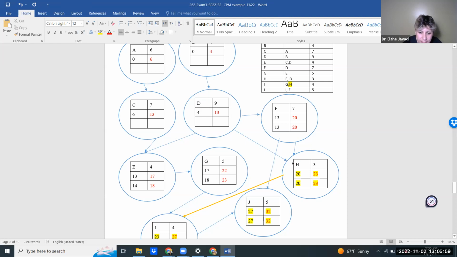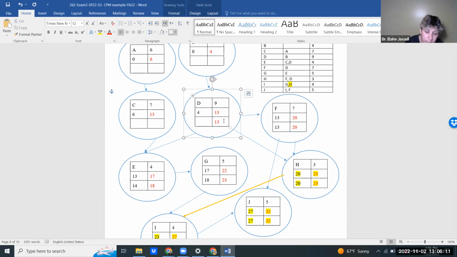D has F, H, and E coming after it as successors. This one is 13. This one is 20. This one is 14. You get the smallest one, and that's 13, and you did it correctly. Like for a second, I didn't see F. That depends on D. So you did very well. Nicely done.